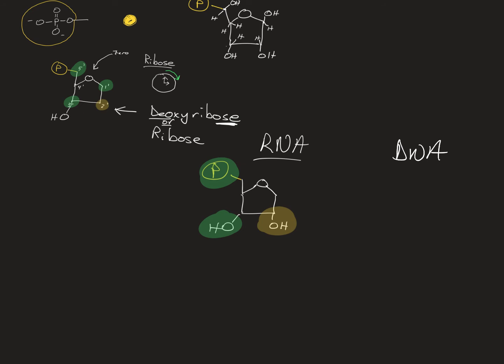DNA, you have the ribose sugar again, still 5-sided, still 5-carbon, still connected to phosphate, just like RNA. Still has the 3' OH, just like RNA. But the difference is that this is just H and H, no OH. So that second carbon is different between DNA and RNA. That's one of the big differences between them.